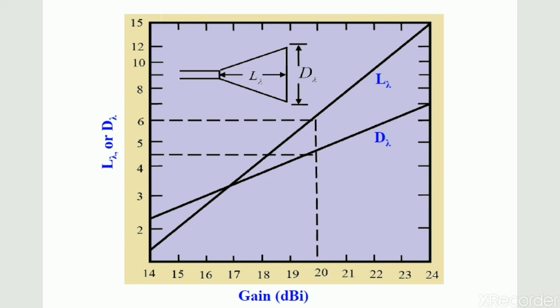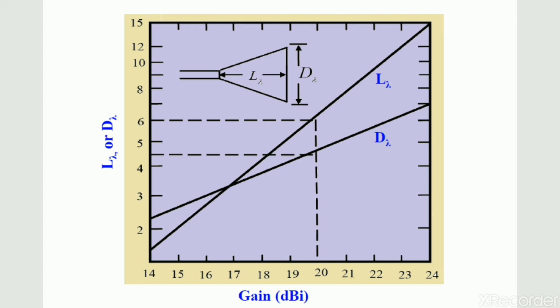In this graph we can see the relation between gain and the axial length, also gain with the diameter of aperture. Here also, as we increase the length of this conical horn antenna, the gain is also increasing. The top line shows the relation between gain and the axial length L, which shows that as we increase the axial length of this conical horn antenna, the gain is also increasing.